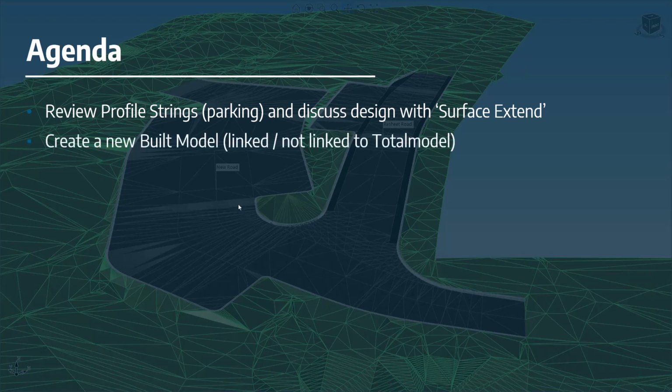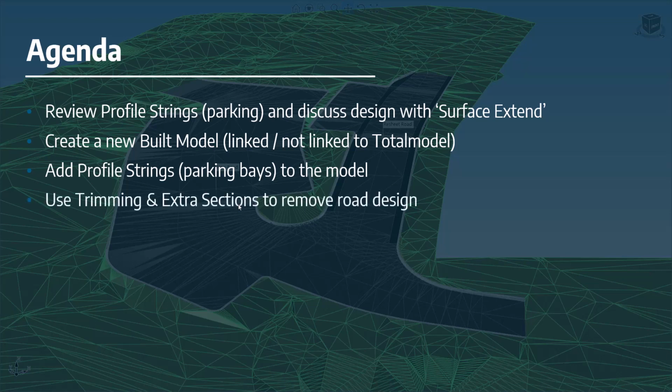We're going to create a new built model. We'll show you the differences between linked and not linked to Totalmodel. I have seen this confuse some users, so it's worth just unpacking how that works. We'll then add the profile strings or the parking bays to this particular model, looking at using some trimming and extra sections to remove the road design from the areas where we want the parking bays.